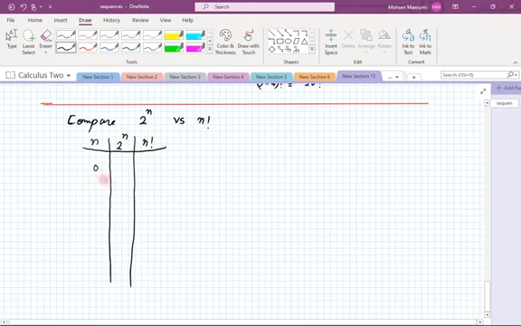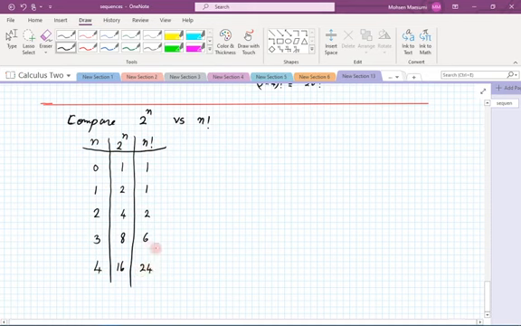So 0 factorial, by convention, you remember, is considered to be 1, and by convention 2 to the power of 0 is also considered to be 1. For 1, 2 to the power of 1 is 2, and 1 factorial is just 1. 2 to the power of 2 is 4, 2 factorial is 2. You notice this is beating that, this is beating that. For 3, 2 cubed is 8, 3 factorial is 6. For 4, this is 16, but 4 factorial, 1 times 2 times 3 times 4, is 24.